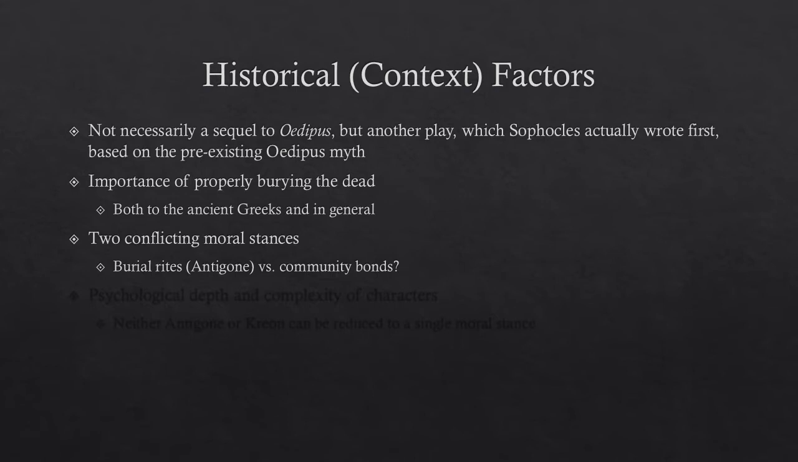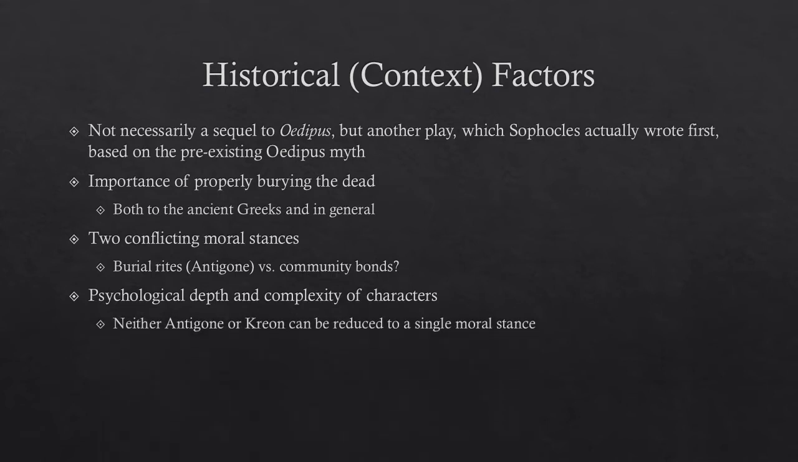the play. Again, psychological depth and complexity of characters is incredibly important. We saw how Oedipus went a step further than the Odyssey, in which Odysseus, before Oedipus, was probably our most psychologically complex character. Now I think we go even a step further.